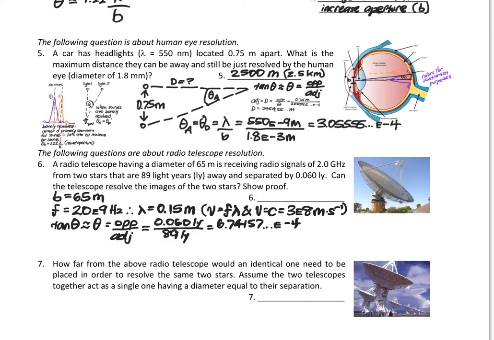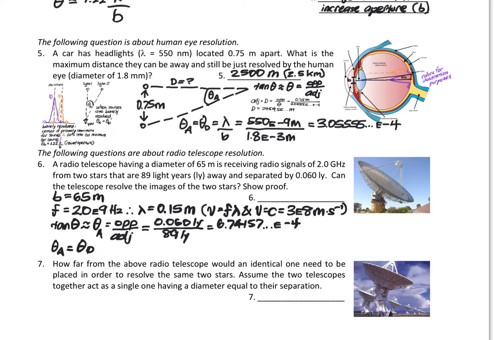And so, again, very small angle, so tangent of theta is roughly equal to theta, which is opposite over adjacent. The opposite would be how far apart the two different stars are, and the adjacent side would be how far away they are. So when you do opposite over adjacent, you get a very small angle, 6.74157, etc., times 10 to the negative 4. Now, if we are just barely resolving, then that, and I should have mentioned this was theta A, that theta A should be equal to theta D.